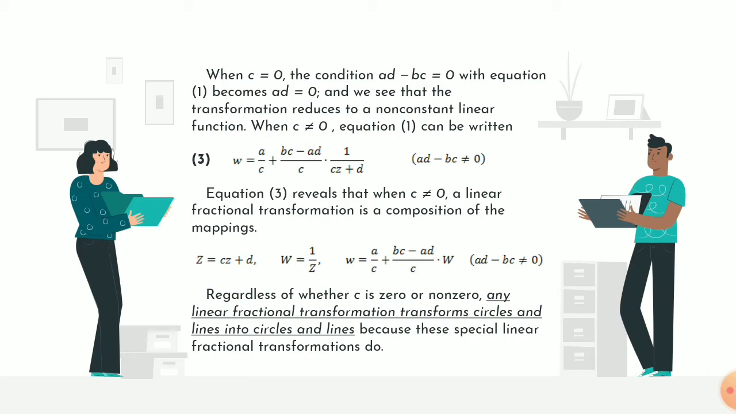Equation 3 reveals that when C is not equal to 0, a linear fractional transformation is a composition of the mappings Z = CZ + D, W = 1/Z, W = A/C + ((BC - AD)/C) times W. Regardless of whether C is 0 or non-zero, any linear fractional transformation transforms circles and lines into circles and lines, because this special linear fractional transformation does.